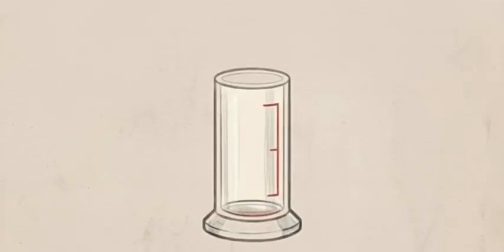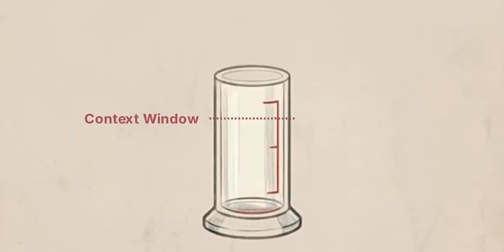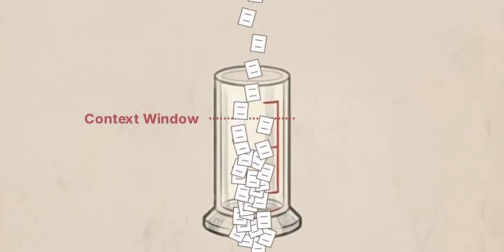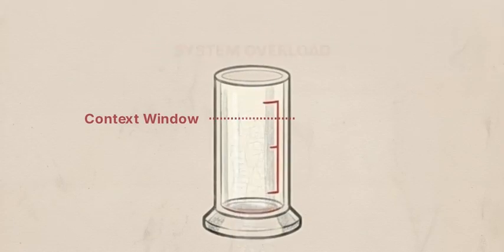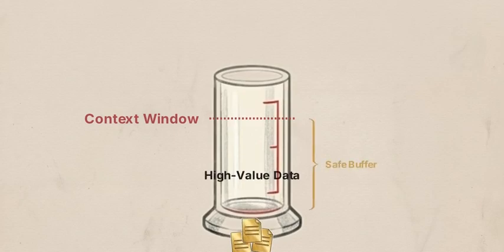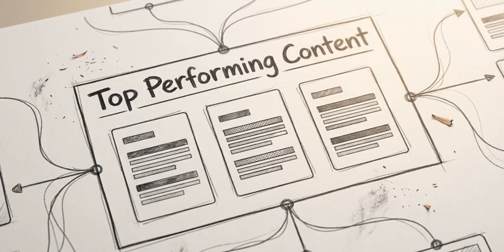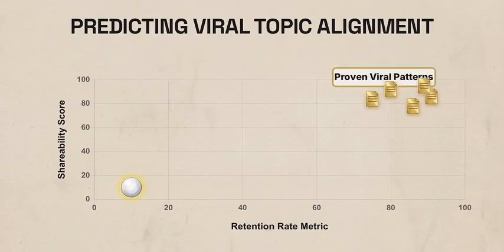There's a strict limitation called the context window, the maximum text the AI holds in active memory. Dumping your entire library will overload the system. Instead, feed the AI only your highest-performing historical data, keeping instructions safely within capacity. Limiting the input to your absolute best historical data allows the model to predict which new topics align with the patterns of your viral success.